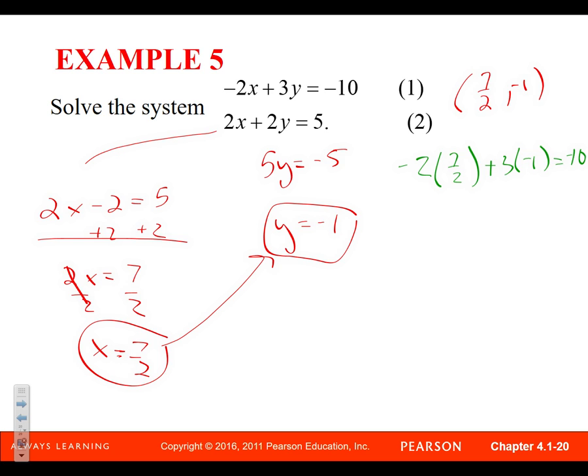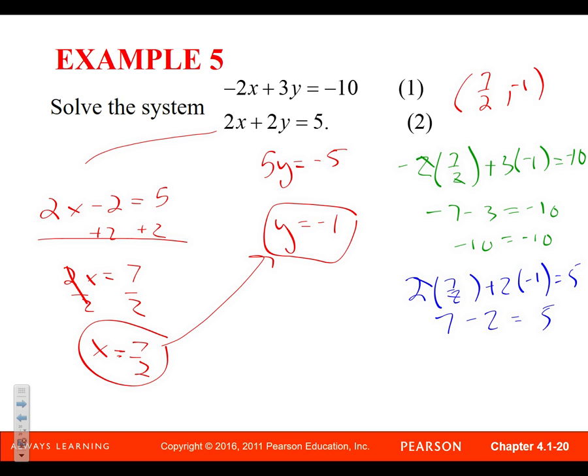Okay, so let's see. It might work. The 2's are going to make a 1, aren't they? So I've got negative 7. Oh, look at that. It does work for the top one. That's magic. I was iffy too. I'm not going to lie. Let's try with the second one. 2 times 7 over 2 plus 2 times negative 1 needs to give me a 5. So again, the 2's are going to make 1. So I've got 7, and that's a negative 2. 7 minus 2 is 5. It works. So that is 100%. You can take that to the bank.